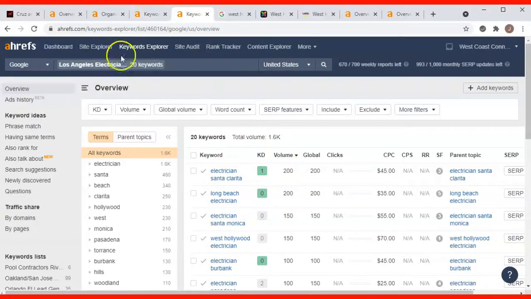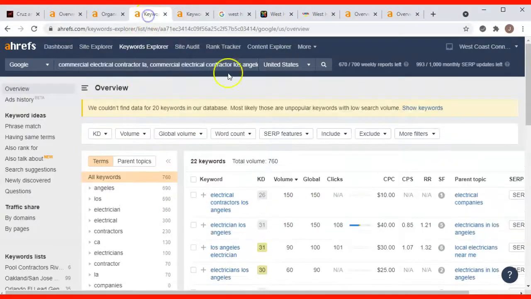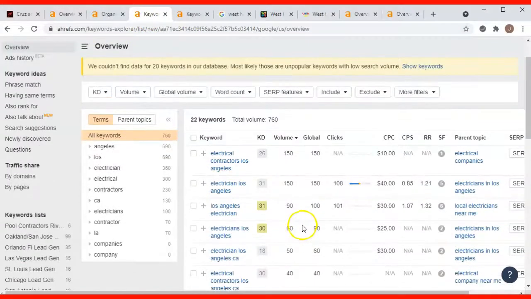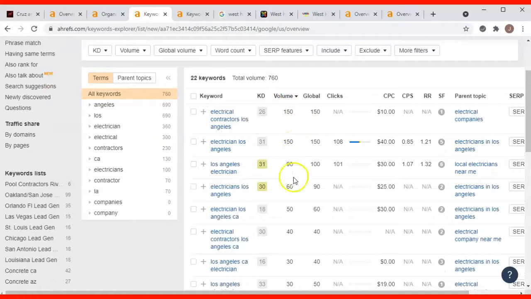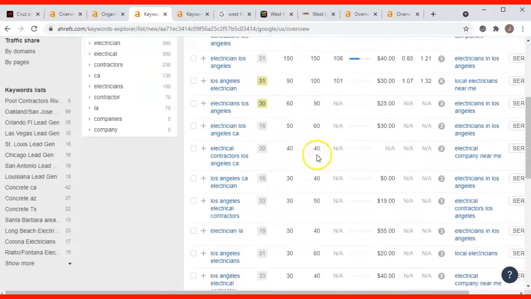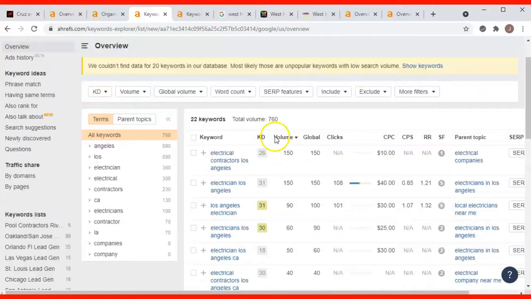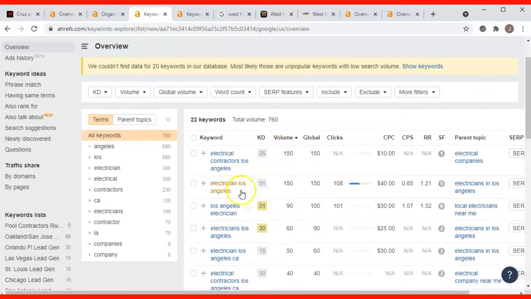So there's a lot of volume here, and it's great. What a lot of people do is they go after these LA keywords, and the problem with these is you see there's not as much volume as 760 searches per month, but you see these keyword difficulty 26, 31, 31, 30. It's going to take a lot of money and time and effort to start to rank and really pull in volume there.